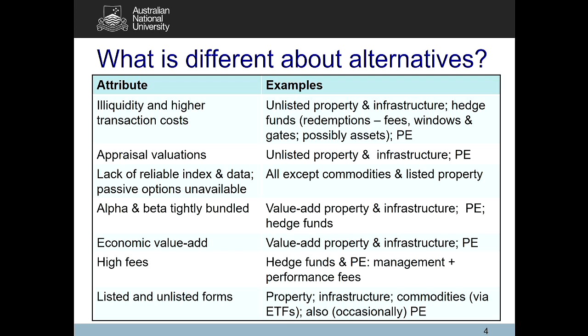There's often a lack of reliable indices, a lack of reliable data, and very few passive investment options available. So I've said basically everything except commodities and listed property. Let's think about data. What is an asset class? What is an alternative asset class that has a lack of reliable data? Think about what we're doing today.